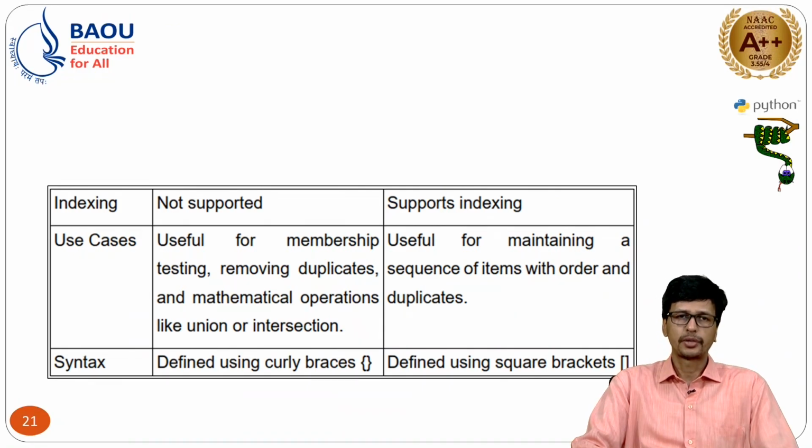What are the applications or use cases? Suppose you want to check membership, or you want to print only unique values, not duplicates, in that case you use the set. Additionally, if you want to perform some mathematical operations, you use the set operations. In the case of a list, it is useful to maintain the sequence, an ordered list of items, and this allows duplicate values, right? And the syntax, as we have already discussed: a set can be created with curly brackets, with elements separated by commas, while a list can be created with square brackets and all the elements are separated by commas. So this is the difference between sets and lists.